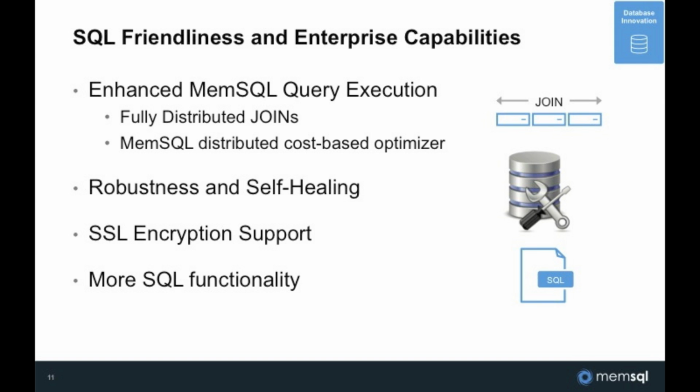The second piece is we have a cost-based optimizer that we've enhanced that can do cost-based heuristics across distributed nodes. We also have several other robustness features around when nodes fail and how the cluster self-heals and responds to failure scenarios. We have a security feature around SSL encryption, and we've increased our SQL surface area with more SQL functionality.